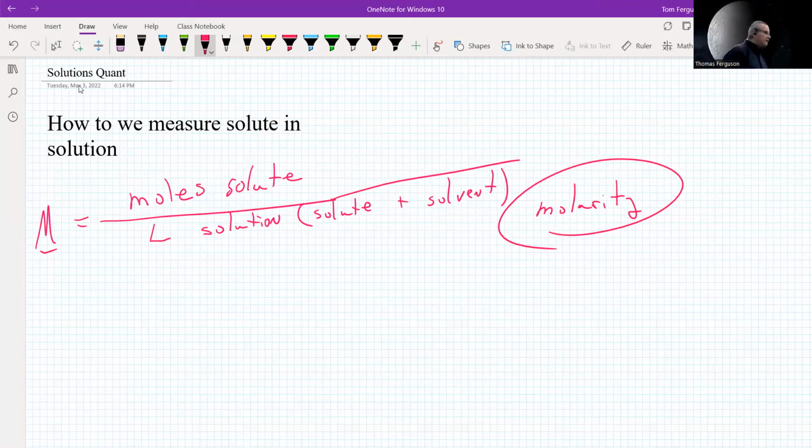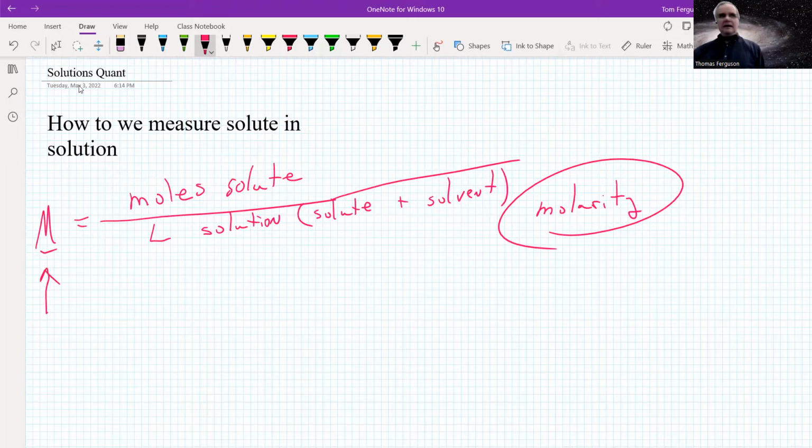Okay, so molarity is moles per liter of solution, and the solution includes both solute and solvent together. That's called molarity. When we go to the lab tonight and Thursday, you're going to see everything in there has a big uppercase M, and that'll tell you the concentration of that solution.